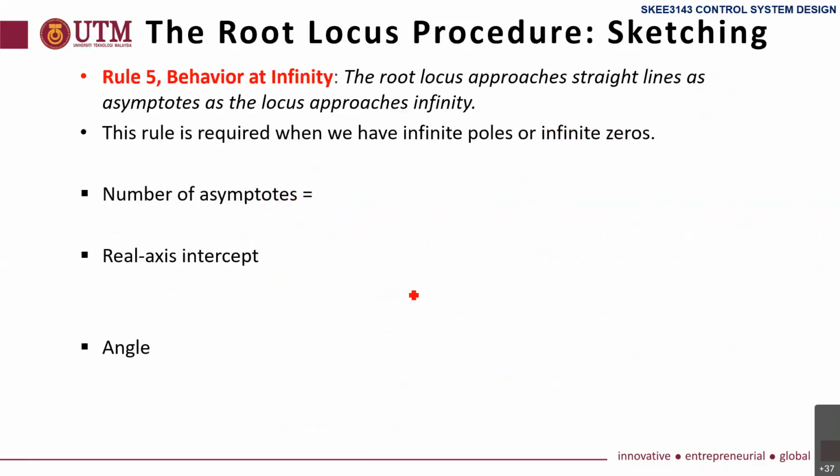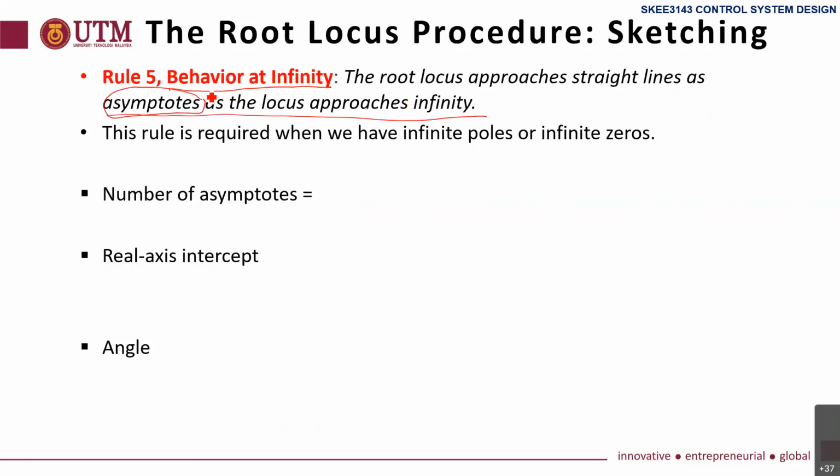Okay, let's move into rule number 5. Rule number 5 discusses behavior at infinity. It is related to infinite zeros, and sometimes we also have infinite poles, but most of the time only infinite zeros. The root locus approaches a straight line as asymptote, as the locus approaches infinity. We will have another term here, asymptote.